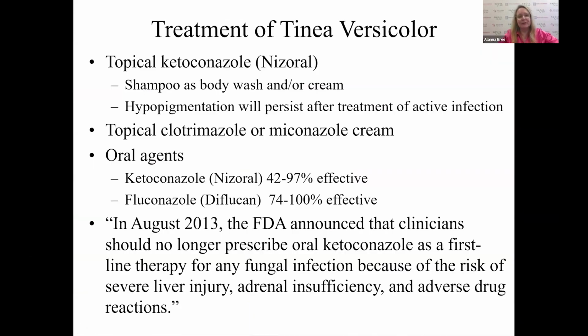So for treatment of tinea versicolor, I like to use topical ketoconazole shampoo as a body wash. You can use a cream, and I just have them use the ketoconazole as an everyday treatment when they have an active infection, and then just once a week as a body wash in the shower. You do have to tell them that the hypopigmentation will persist after the treatment of the active infection, and they just need to wait for that to improve. You can also use topical clotrimazole or miconazole cream, and then there are oral agents.